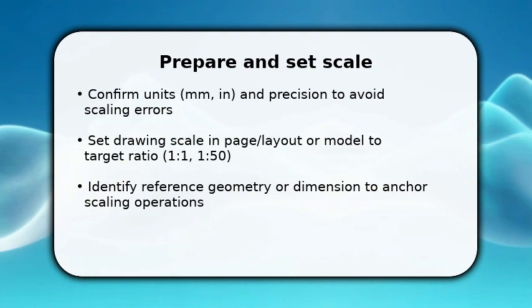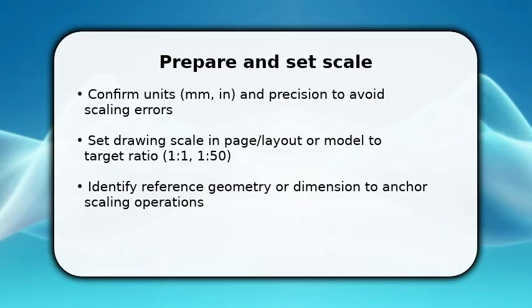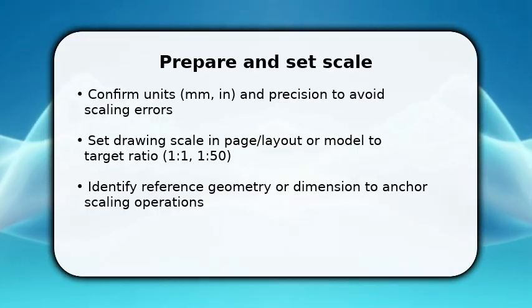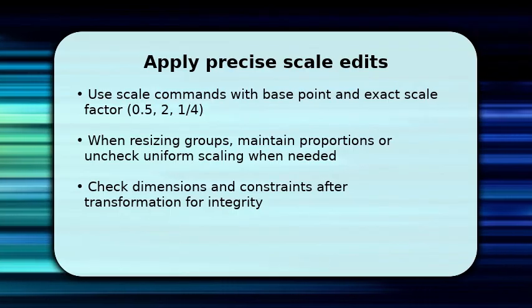Now you perform the scale operation using a defined base point and an exact factor. Enter 0.5 or 2, or type a ratio like 1/4 to get predictable results. If you scale assemblies, maintain uniform scaling to preserve proportions, or deliberately disable it when different axes require distinct factors.